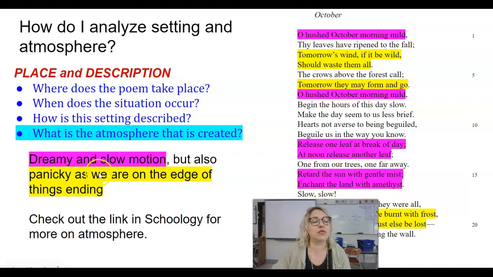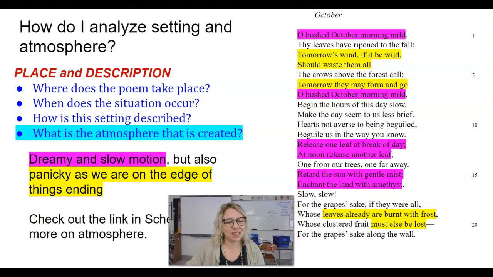It creates this kind of dreamy, slow motion feeling. But then there's this other side too, I think, in the poem where we have kind of a panicky feeling created. I don't know, maybe that's more tone than mood. These things do interlap and work together sometimes, and sometimes it can be tricky to delineate the two. If you're ever confused about whether it's tone or mood or atmosphere, use the word feeling, okay? And then you bypass that concern.